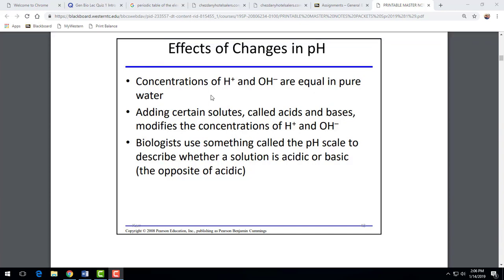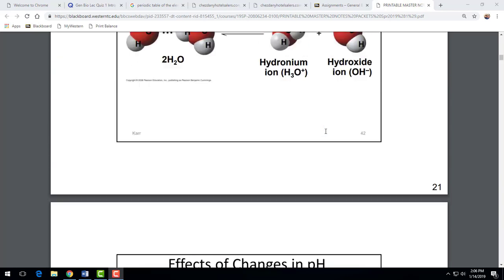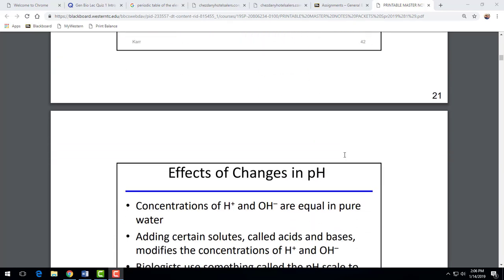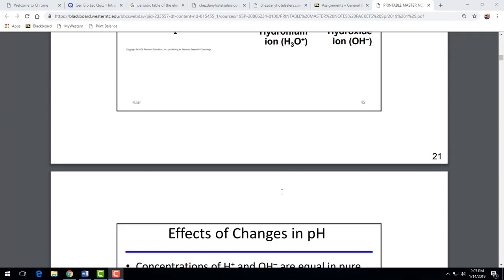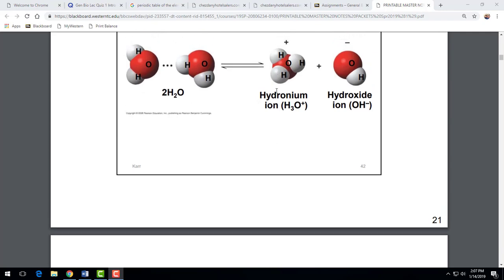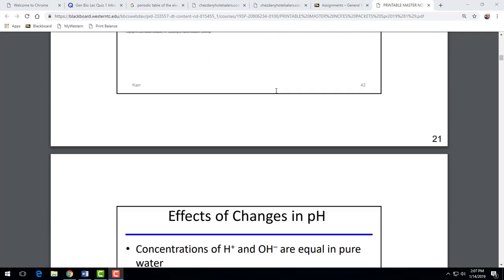But if I add some other molecule or compound that has more H plus or OH minus, like a hydroxide, anything that is OH, like sodium hydroxide, that is going to add more of the OH portion, which is going to make it more basic. If I add something like hydrochloric acid, HCl, that has extra H attached to it, that's going to increase this part, and I'm going to have an acidic solution.